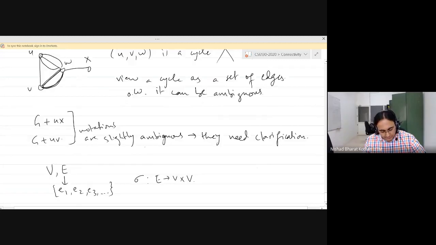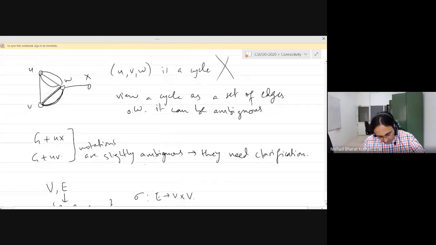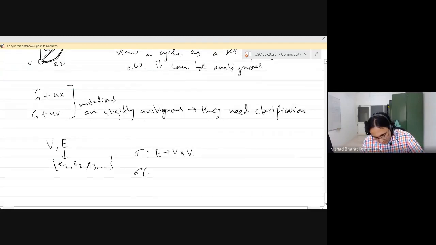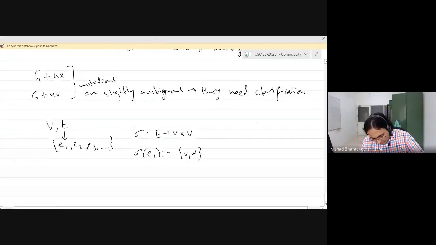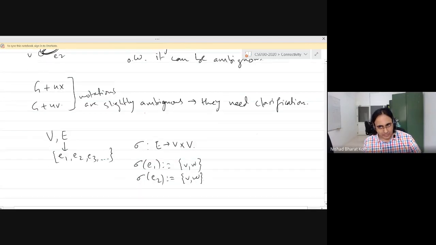Now you can have two different edges, for example, E1 and E2, and phi of E1 is equal to VW, and phi of E2 is also in this case equal to VW. But I honestly don't like to make things so complicated. That is one of the main reasons I try my best to stick to simple graphs.